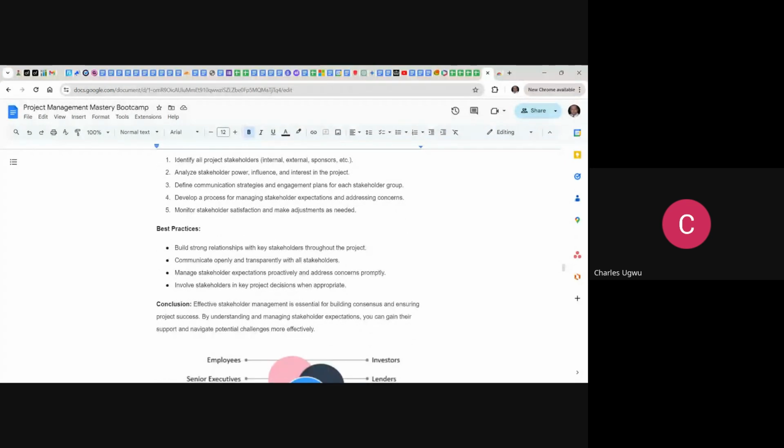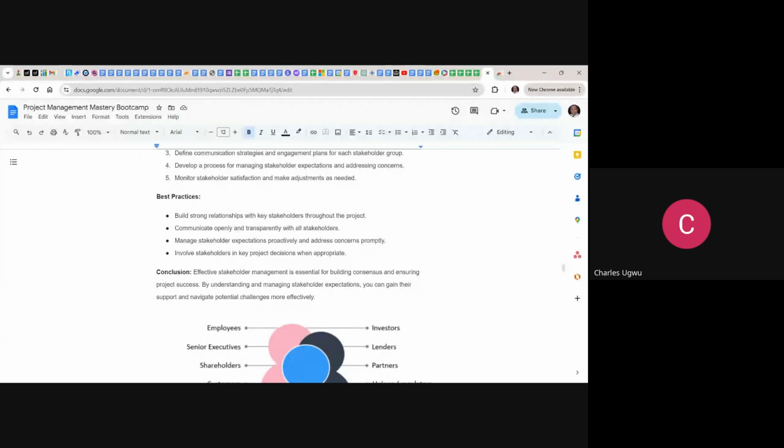Okay, what is the best practice here? Build strong relationships with key stakeholders throughout the project. Communicate openly and transparently with all stakeholders. Manage stakeholders' expectations proactively and address concerns promptly. Involve stakeholders in key project decisions when appropriate. You know, some of you have just kept quiet, but I've seen some people talking about contributing money, doing this and that. You are not involving me in the event.